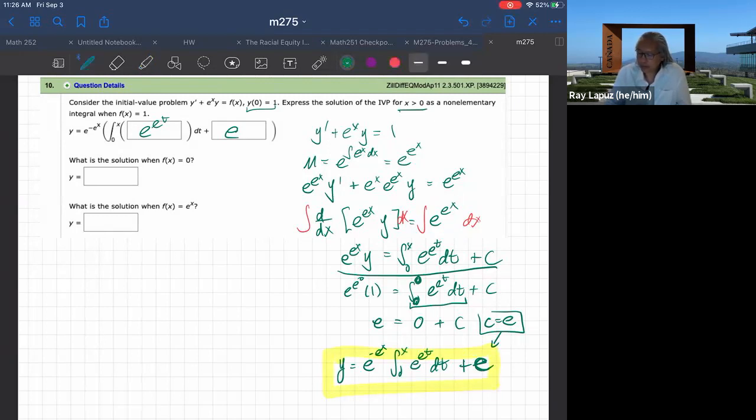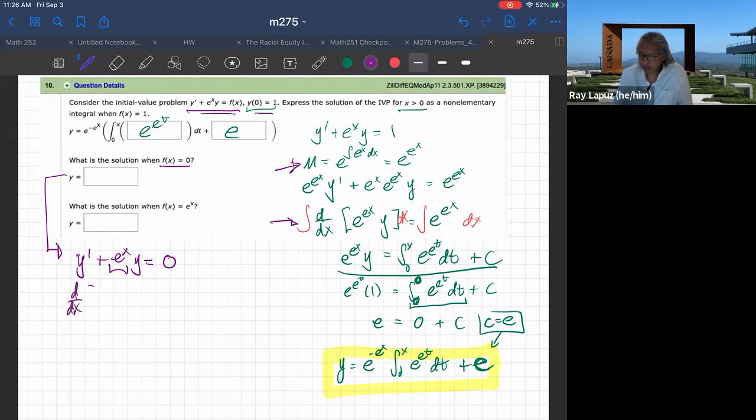Now let's jump to our second part of the problem, where we're asked to find the solution to the same differential equation and initial condition, but this time f of x is going to be equal to 0. So let's rewrite the problem that's been redone. We have y prime plus e to the x times y is equal to, this time, 0. And we'll use the initial condition a little bit later. We still have the same p, and so we're still going to have the same integrating factor. And we can actually jump down to here.